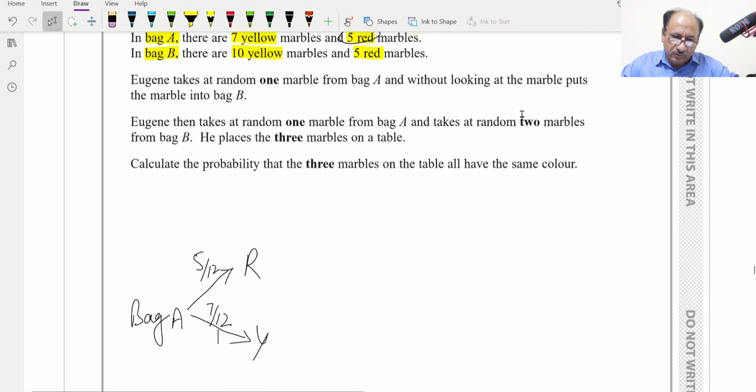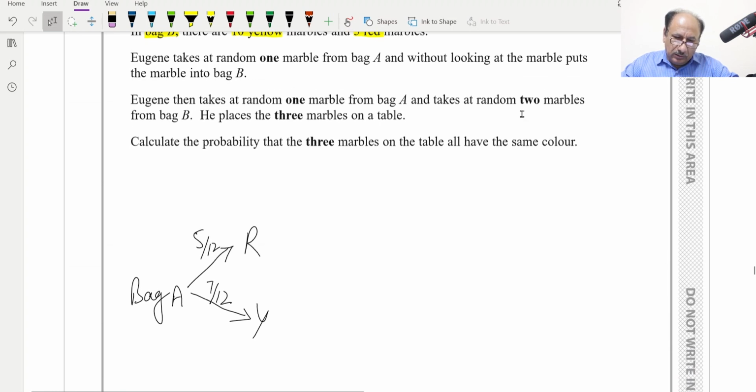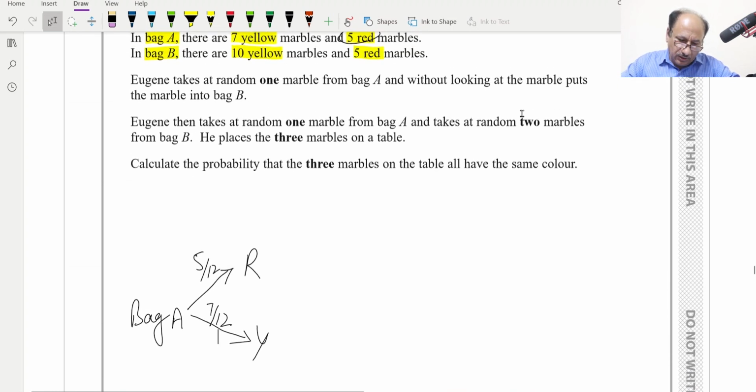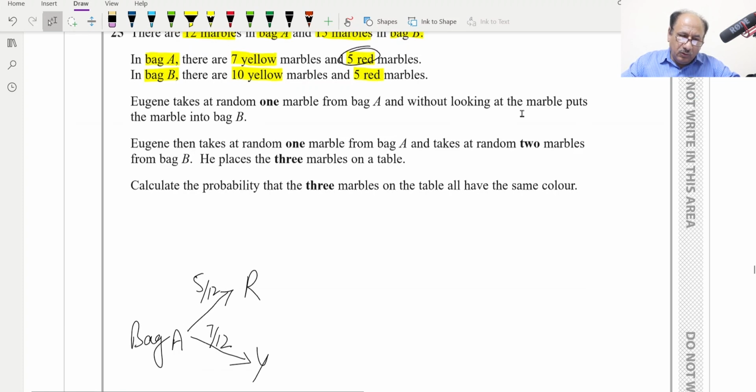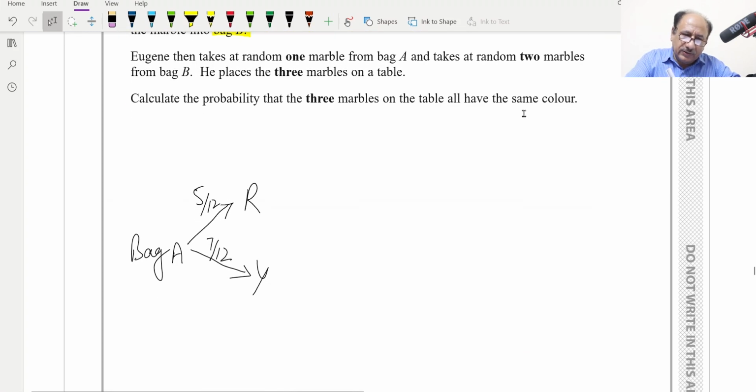Now what they have done, now second stage, for B I have not yet drawn, I have just drawn bag A. Now this person takes at random one marble from bag A, and without looking at the marble puts the marble in bag B. Now this situation, you just try to understand that there can be chances that red is taken. So if red is taken, what will be the probability?